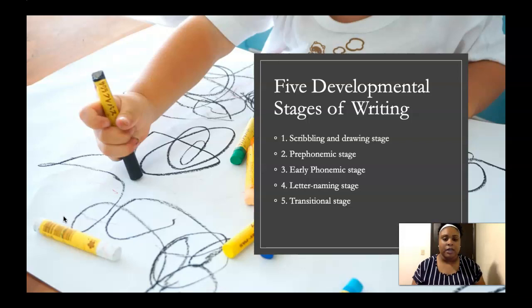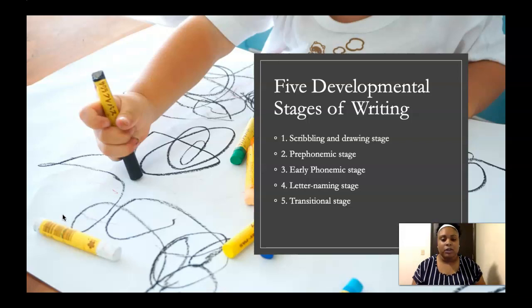Now we have stage number 2, the pre-phonemic stage. During the pre-phonemic stage, children are using real letters, and they are typically capital letters, to represent meaning. Now, these letters are acting as placeholders, and they can be either a syllable or an entire thought. Letters at this stage do not represent their phonemic or sound values. So you will only know the meaning of what a child is writing if you ask them to explain it.